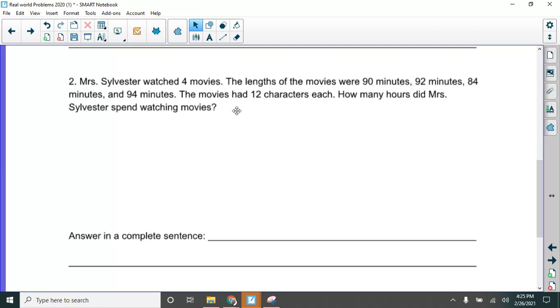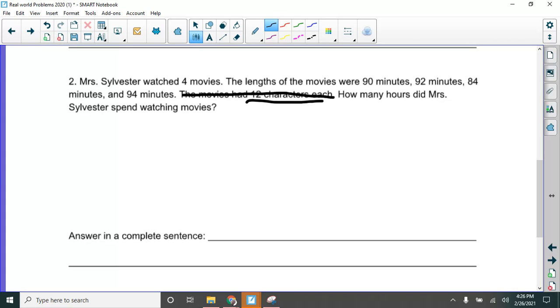Okay, she's watching a lot of movies. Boom, boom, boom, boom. 4 of them straight. So our question says, how many hours did Mrs. Sylvester spend watching movies? Now, be careful here because we know we're going to add up minutes, right? But I see a number in this problem that's not talking about minutes. What's the number? It's this 12. See it? The movies had 12 characters each. Nobody cares. Well, probably someone cares, right? The people who are in that movie care, but not in this problem.